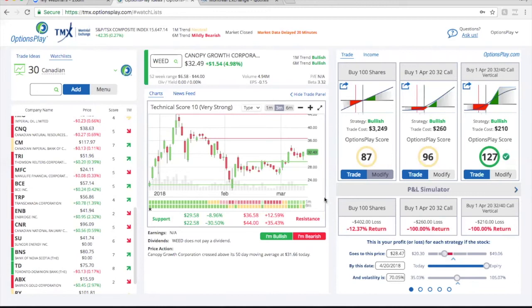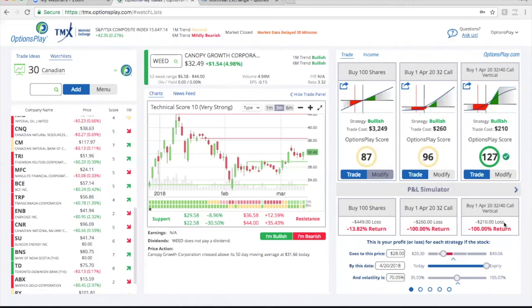And lastly, what happens if the stock drops down to 28 bucks? How much money do you lose? This is important to know. This is what I'm talking about: planning your trade before you get into it, so you know what my potential rewards and my risks are. Here, if the stock goes down to 28 bucks, I lose 450 bucks if I had bought the stock. I lose $260 if I had bought this call, and I lose $210 if I had bought this call vertical.